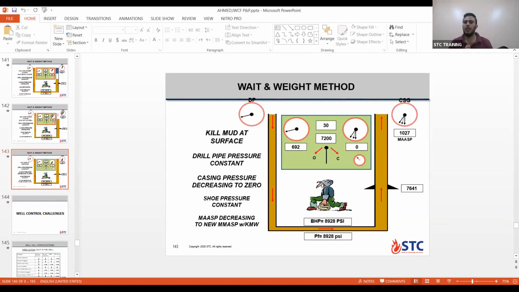Now we are going to kill the well by the two methods, the wait and weight and the driller method with two circulations, first circulation and second circulation. Okay, guys? Okay, clear.